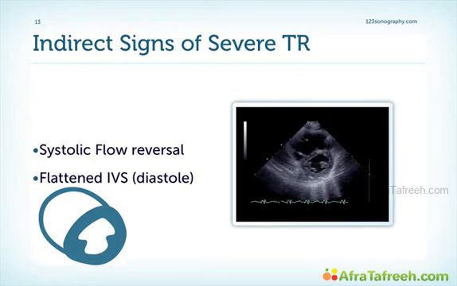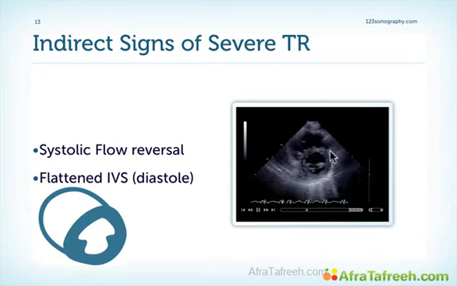Here are some other indirect signs of severe TR. First of all, systolic flow reversal into the hepatic veins. You can see that both with pulse wave Doppler and also with color Doppler. And as a matter of fact, if you inject normal right-sided contrast, you can see the contrast regurgitate far into the hepatic veins.